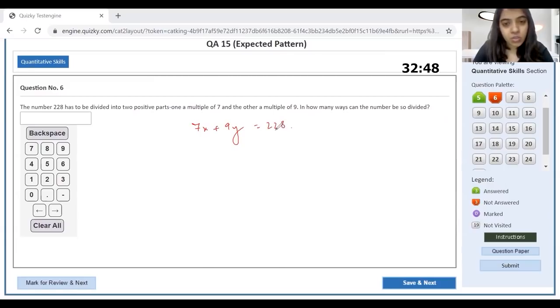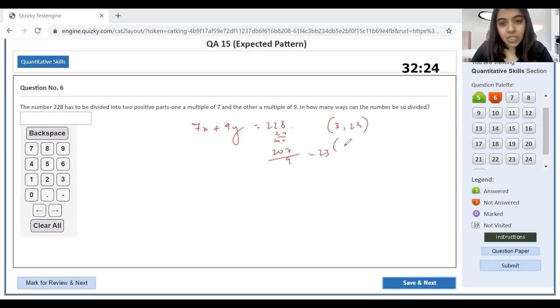So let's see, 7 ones are 7, 221 will not work. 14, will not work. 21, so we'll have 207, right? 207, this is a multiple of 9. So the first pair that we have here is 3 and 207 by 9, right? 2 nines are 18. So we have 3, 23.